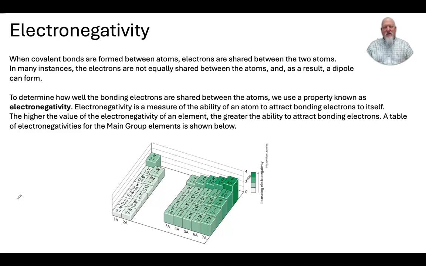So we'd expect the nonmetal atoms to actually be able to draw electrons to them better than the metal ones, and we do. We can see that fluorine has the highest electronegativity at 4, and then the next highest is oxygen, and then chlorine and nitrogen, and so on. And as we move away from fluorine in any direction, the electronegativity goes down.